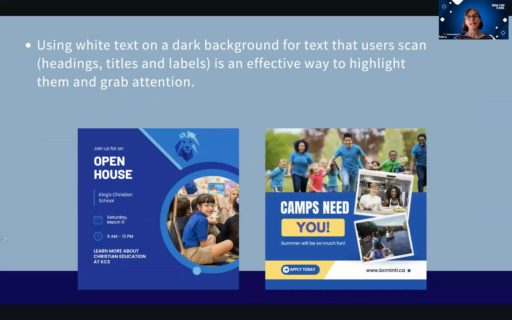For headlines, though, and labels or titles to stand out, you can use white text on a dark background. That's an easy way to see the words "open house" or "camp needs you." So those are white on dark, and they're good for headlines and captions, in just a few words, not too many.